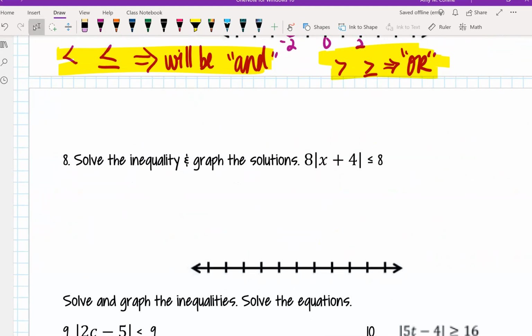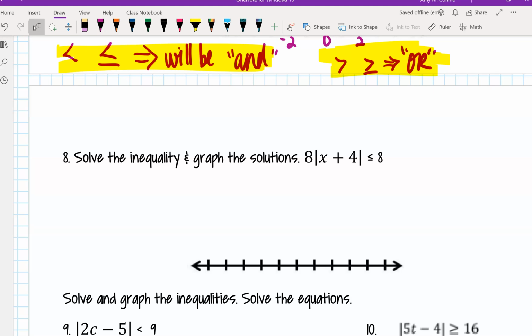So on number 8, solve the inequality and graph the solutions. You need to make sure that you get it completely by itself. The inequality has to be completely alone. So we're going to divide out the 8. So the 8 goes away. I'm going to start way over here. Absolute value of x plus 4. We divided by a positive number, so it's still less than or equal to, and now this becomes a 1.